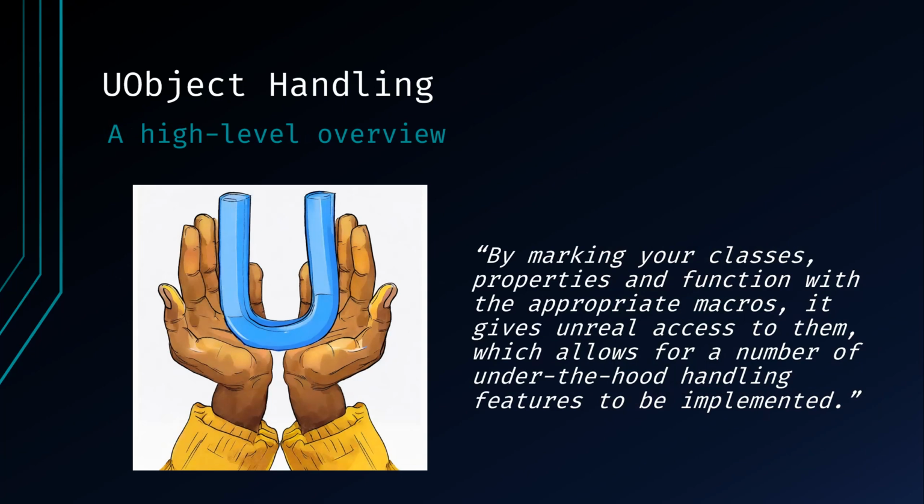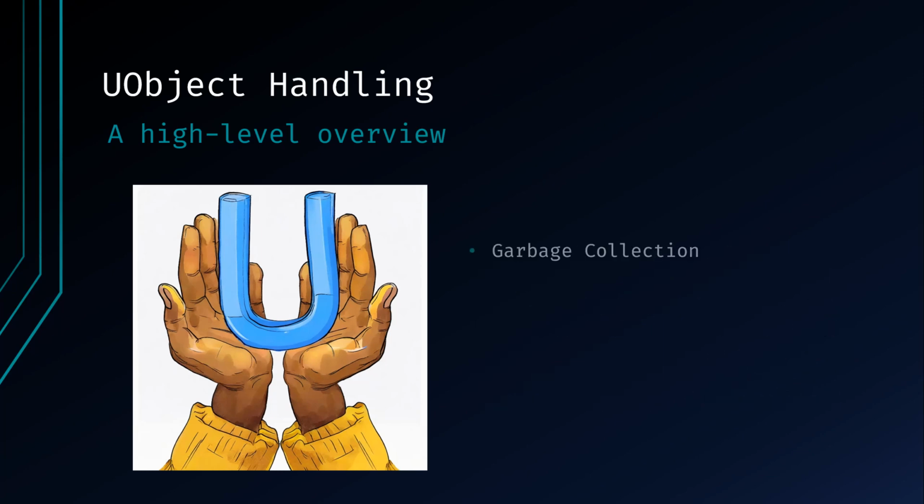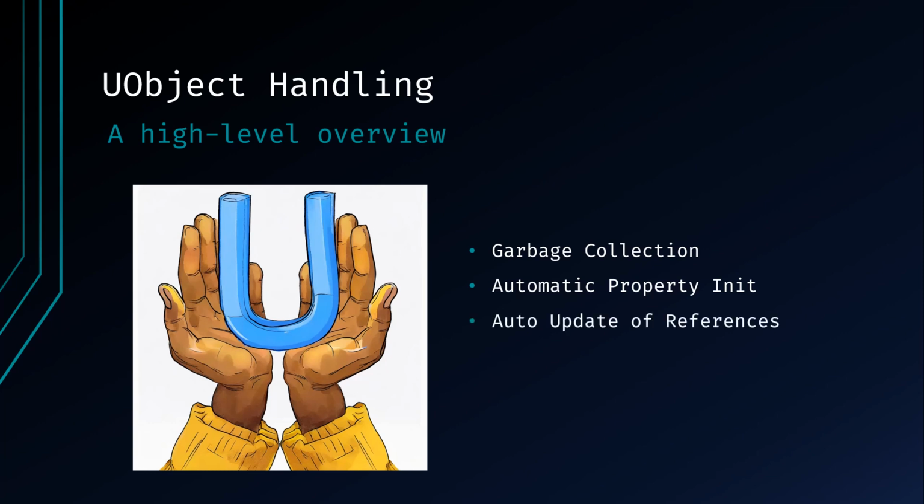By marking your classes, properties, and functions with the appropriate macros, it gives Unreal access to them, which allows for a number of under-the-hood handling features to be implemented. Some of these features include garbage collection, which we just discussed, automatic property initialization, which automatically zeros all UObjects, UProperties, and native members, automatic updating of references, which will automatically null all references that are visible in the reflection system, such as when an actor or actor component are destroyed or otherwise removed from play.